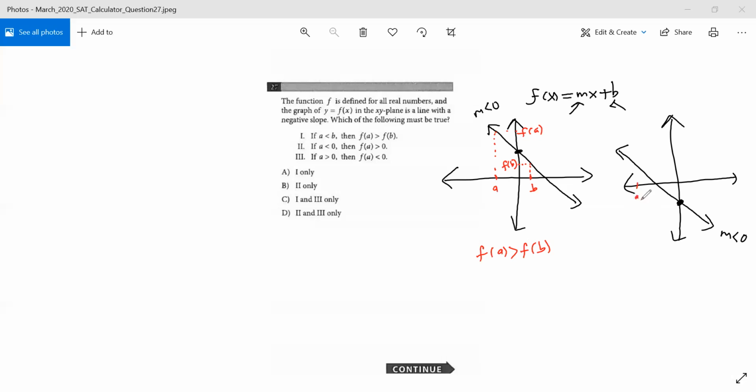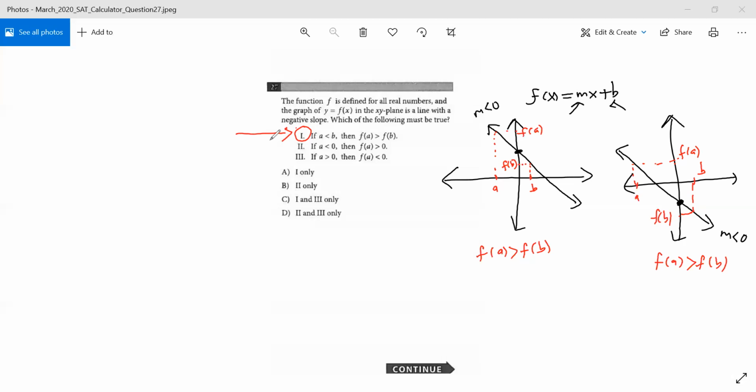Pick an A here and pick a B here. A is smaller than B, and f of A is right here, and f of B is negative. So again, over here, this is also bigger. In both cases, the first option here is correct. And in fact, if a line has a negative slope, then that function is a decreasing function. This is a property, the definition of a decreasing function.